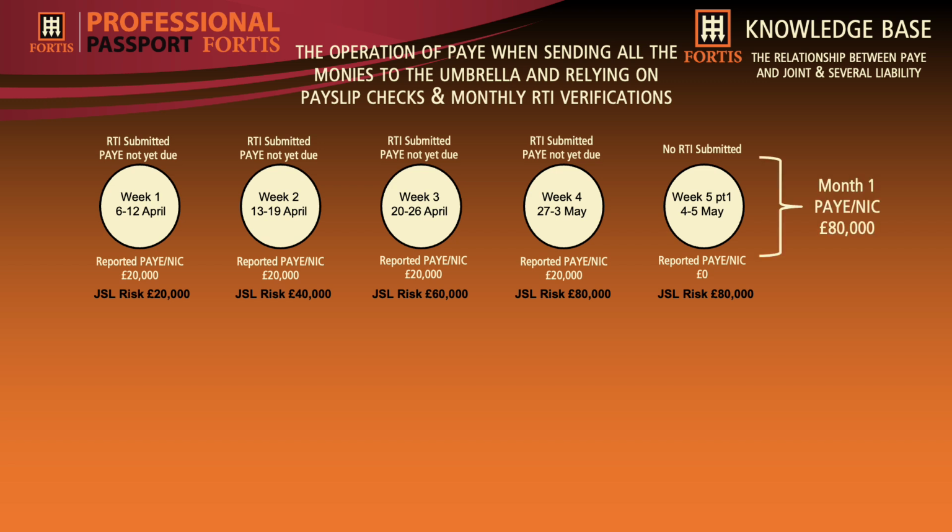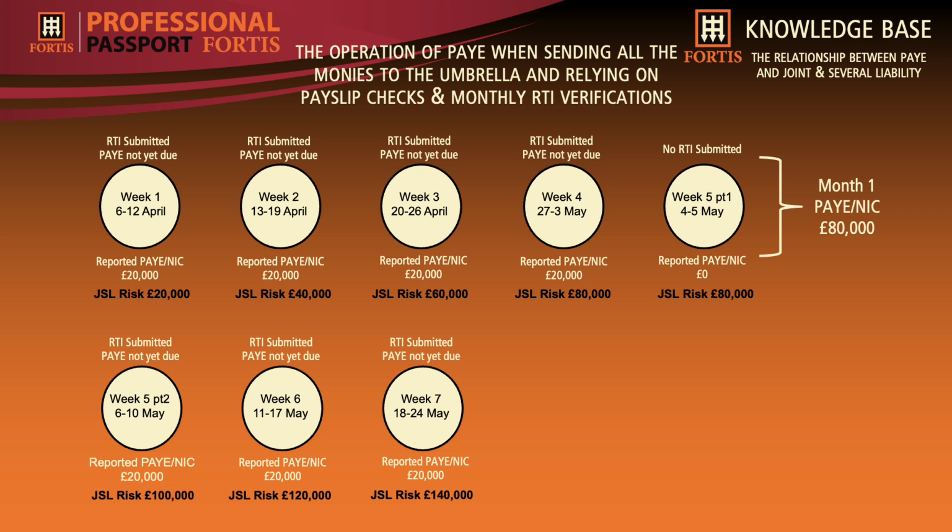Now month 1 is complete. We can see that there's been reported PAYE and NIC liabilities of £80,000, resulting in a potential joint and several liability risk of £80,000, although this hasn't been triggered because the PAYE is not yet due. Now we're going into the second of the monthly cycles, and we're going to look at week 5 part 2, which is the first week of the second monthly cycle. Once again we've reported PAYE liabilities of £20,000, and so your potential joint and several liability risk has now increased to £100,000.